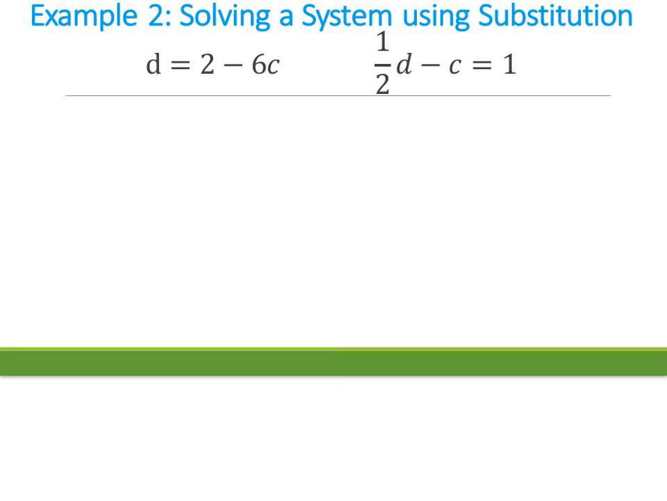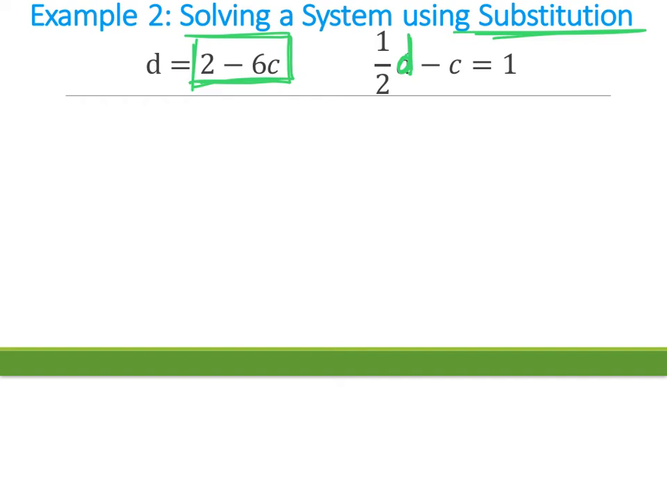With this system, we're going to solve it using substitution. The reason I've chosen substitution for this problem is because I have a variable totally by itself. D is totally by itself. So what that means is that all of this is equal to D, which means these two things can replace each other.